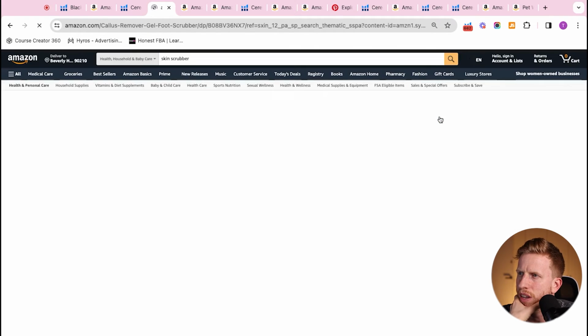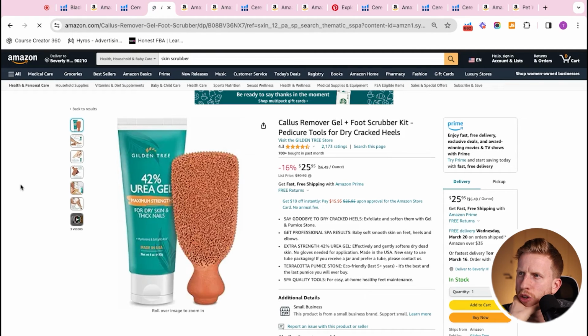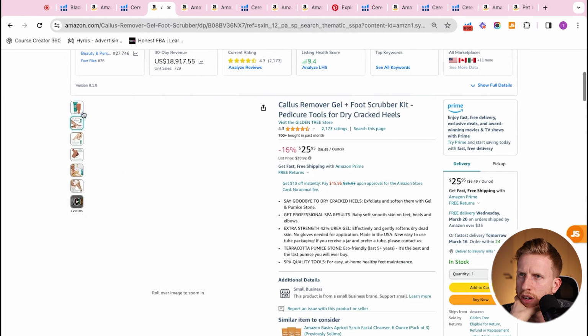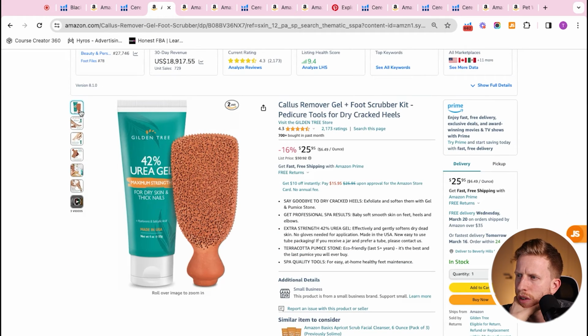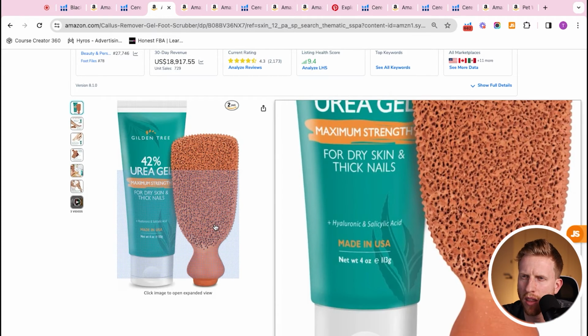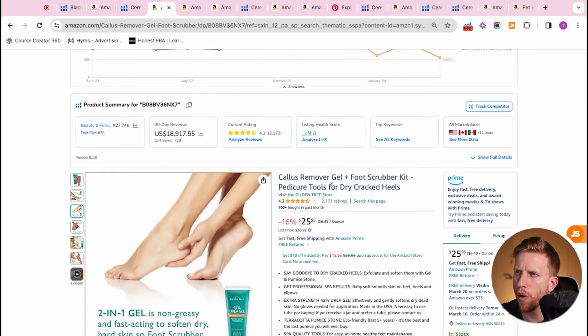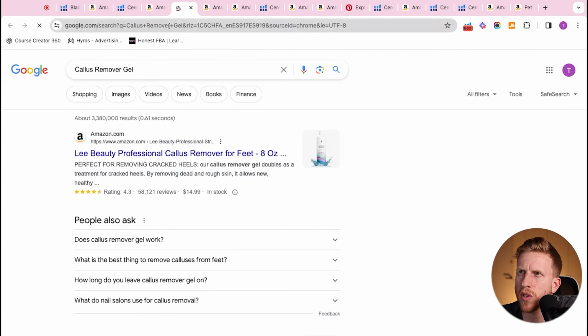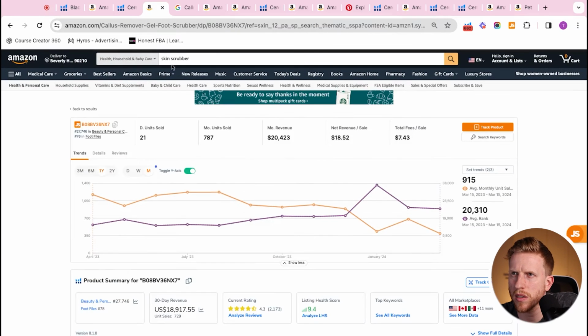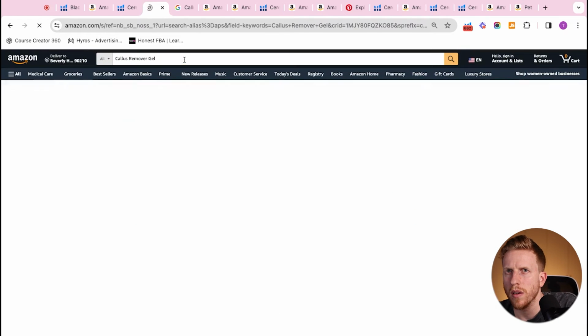I mean, this is interesting. So this is a callus remover gel plus foot scrubber. Now, this is really interesting, actually, because what's funny about this is you wouldn't really buy this on repeat because you don't want to get this free thing every time you buy it. But I'm interested in looking at this. Callus remover gel. Why did I do that? So I'm gonna go and look at this because this is interesting to me. So let's have a look.